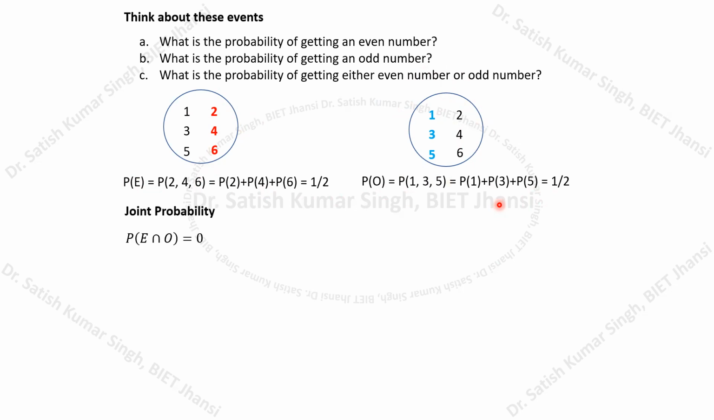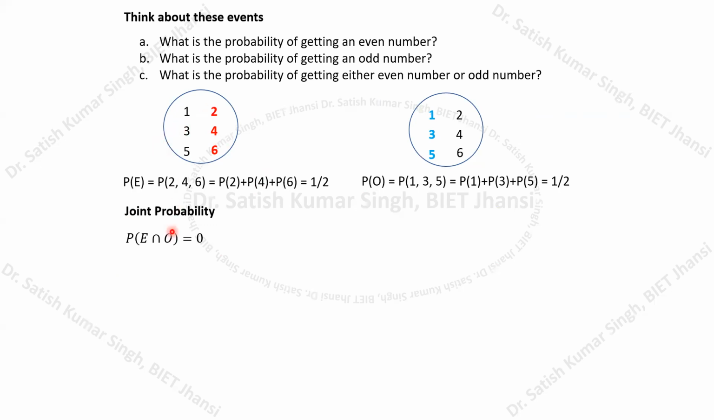Now, suppose we wish to calculate the joint probability in this case. That is, what is the probability that if we conduct this experiment, the number will be an even number as well as an odd number? Is it possible to have such outcomes? If we conduct an experiment, can the output be an even number as well as an odd number? It is not possible, right?